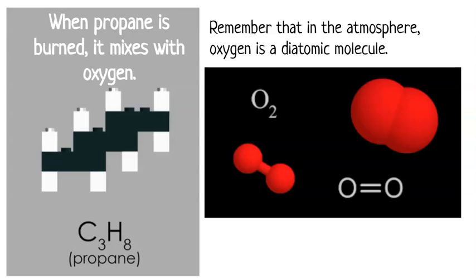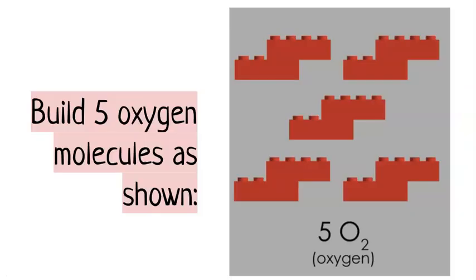And what does it mean to burn? Burning chemically just means mixing with oxygen. So oxygen in the atmosphere, if you remember, comes in a diatomic molecule. So it's 2 oxygens stuck together. And you can see I've got the models there, the structural, the ball and stick, the space filling, and the molecular model, all showing those 2 oxygens stuck together.